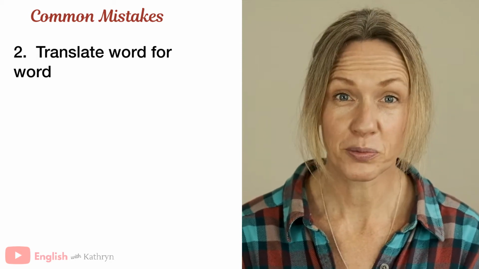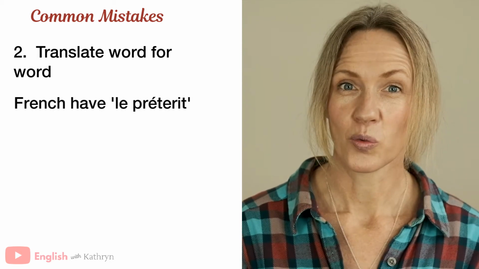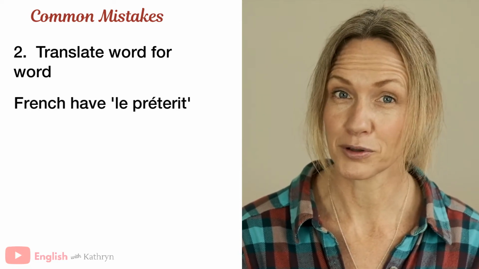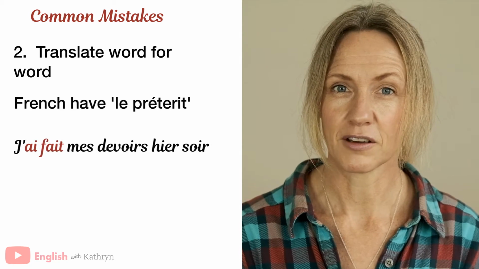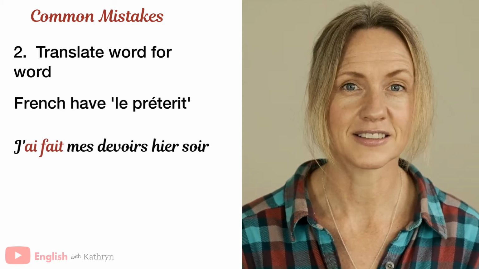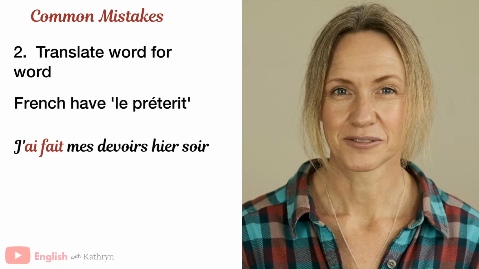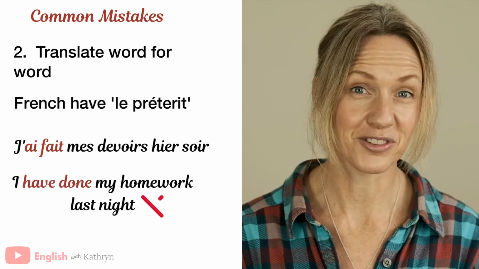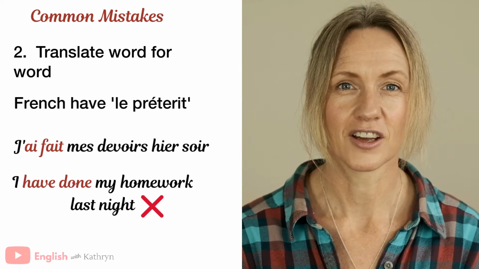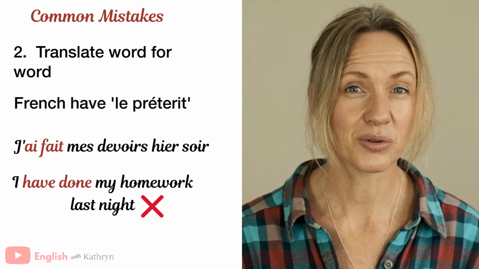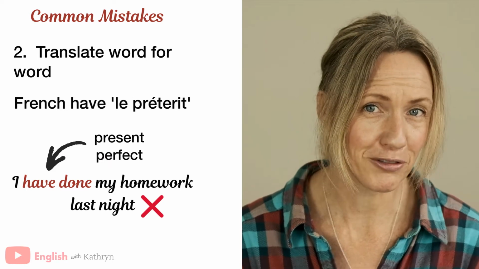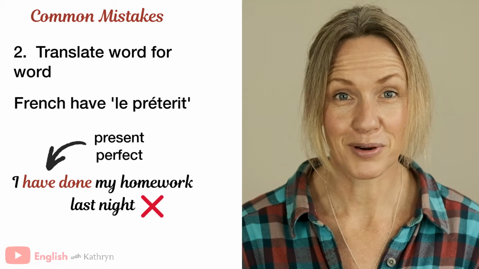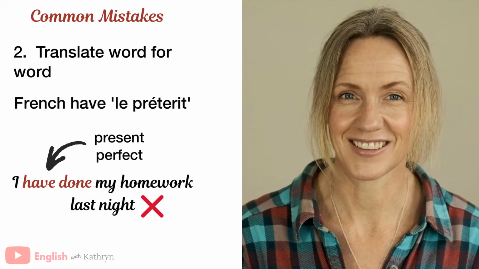For example, French people have le prétérit, which uses the auxiliary verb have and the past participle. J'ai fait mes devoirs hier soir. I did my homework yesterday. But it's translated word for word into "I have done my homework last night." So they are actually using the present perfect here and not the past simple. The present perfect is incorrect in this sentence.